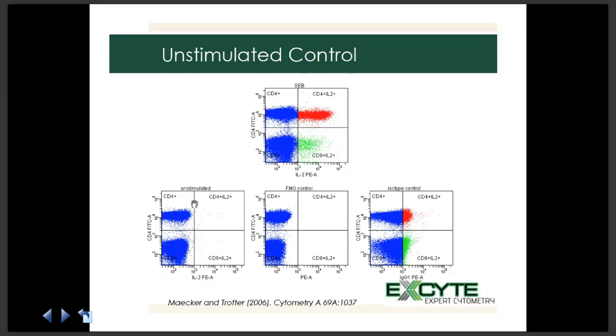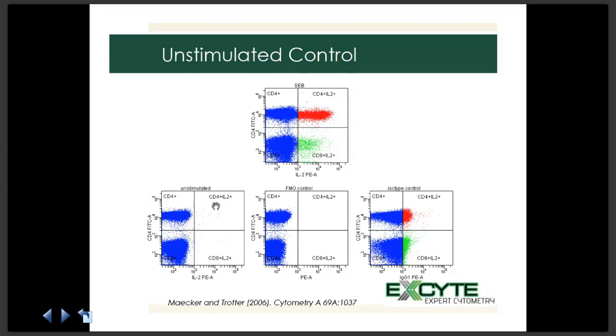Over here, we have an unstimulated control. These are the cells that have been fully stained but have not undergone the stimulation, the SEB treatment. So we're going to take advantage of the biology, knowing that these cells do not express IL-2, and we're going to set our gate. And that's the gate that's shown here.